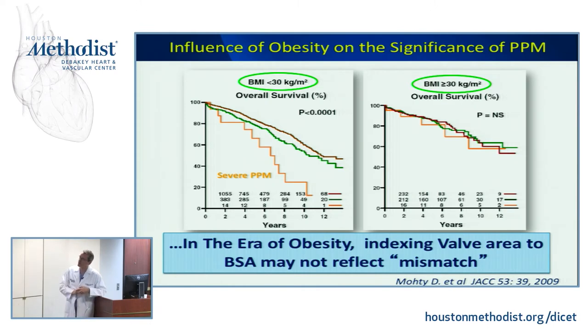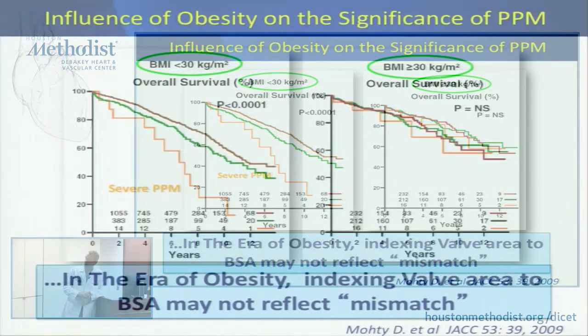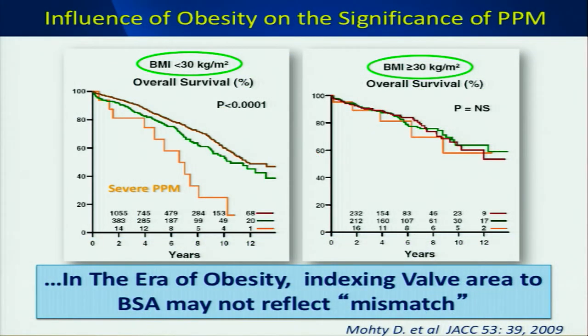It looked at overall survival. So if you look at the BMI of less than 30, and you diagnose somebody with severe PPM, the bottom figure here, they really did badly. So this is sort of true patient prosthesis mismatch. Hemodynamically important, valve is too small. Whereas if their BMI was over 30 and you gave them the same diagnosis, outcomes were really no different. So that's saying the diagnosis is wrong, and that's basically back to the indexing.